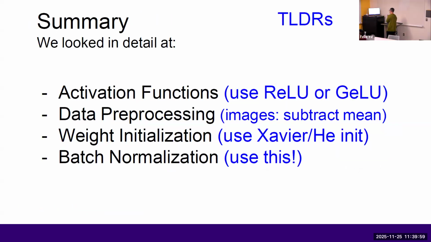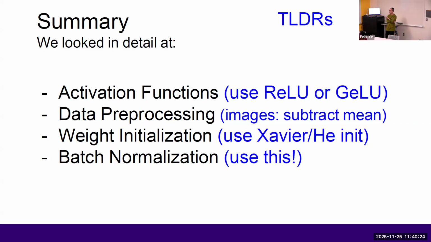Okay, so here is what we did. Take-home message, it's almost there. We talked about different activation functions. Right now, people use Swish, ReLU, GLU. So these are commonly used activation functions. Data pre-processing for images, subtracting the mean will be enough.